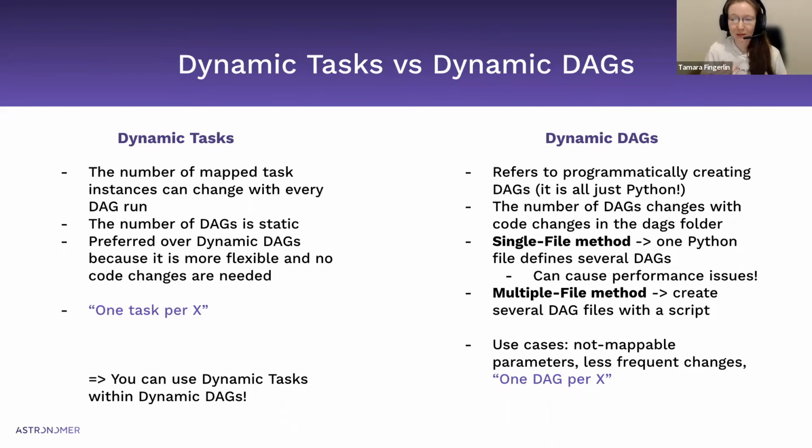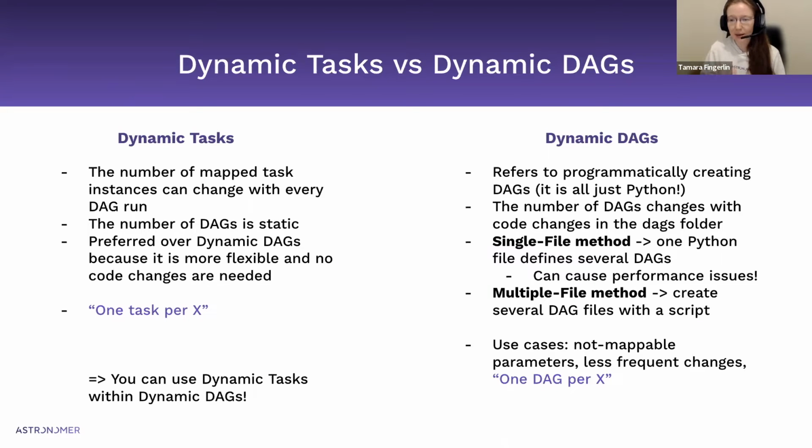So you can theoretically have a file that creates the code for many DAGs. It's called the single file method. Little caveat here, this can cause performance issues if you create a lot of DAGs. You can have one file that creates multiple Python files in your DAGs folder. It's called the multiple file method, and you can do that with a script. So there are many options here.